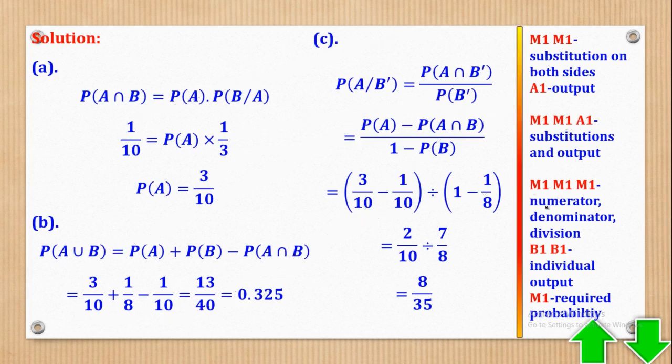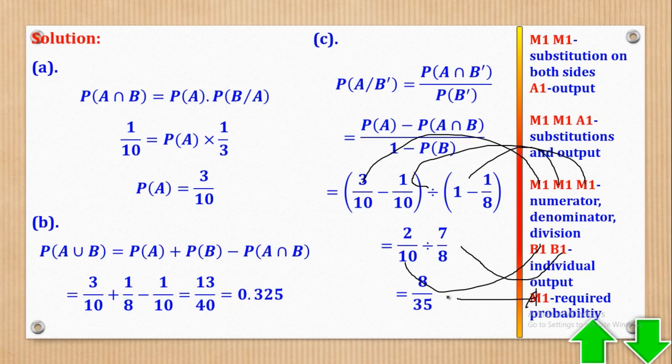So here we have numerator, denominator, and division. So M1 for this numerator, M1 for this denominator, and M1 for this division. Then B1 for individual outputs, so output of the numerator and output of the denominator. Then this should be A1, so A1 for the required probability.